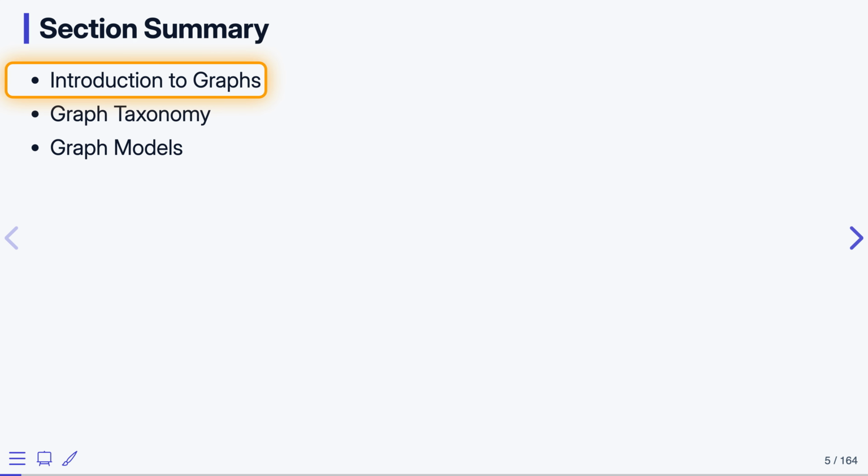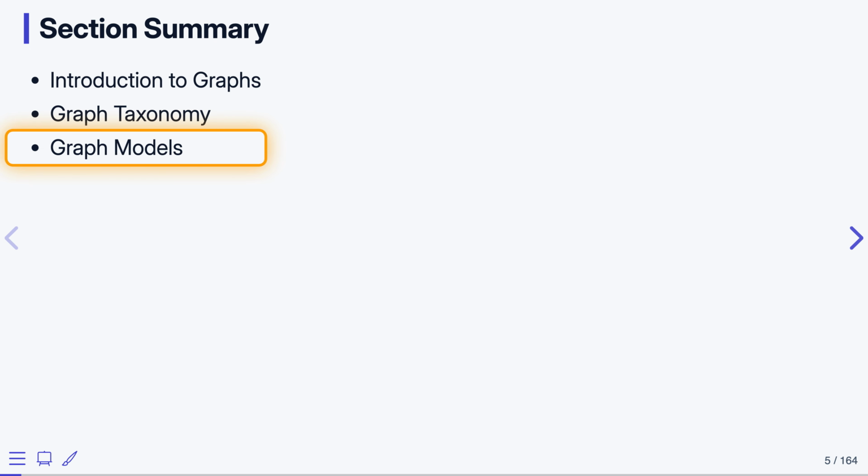This is the plan for this section. First, we meet the idea of a graph. Then we learn the family of graph types and how they differ. At the end, we use graphs to model real networks. Let's start.